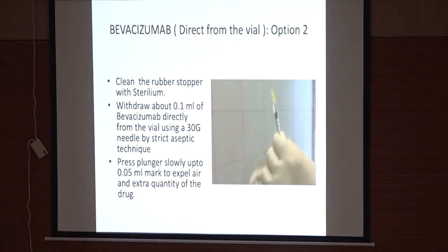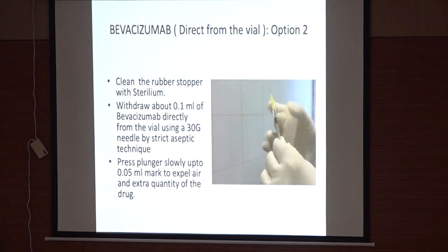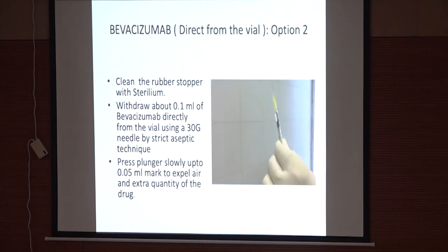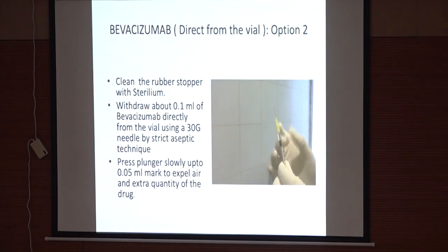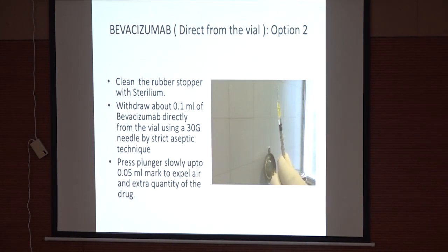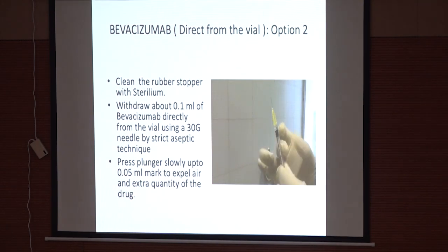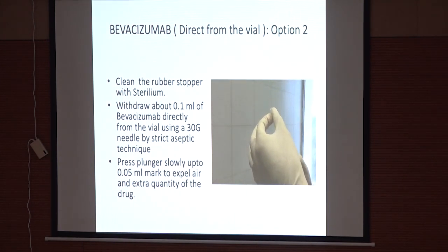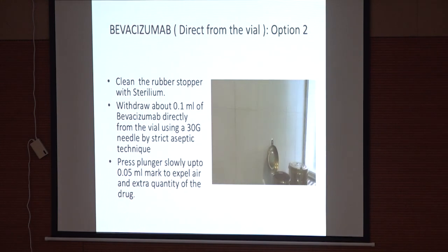And then we replace the 26 gauge needle with a 30 gauge needle. With the 30 gauge needle, you push the plunger so that you are left with 0.05 ml. The dose to be injected is 0.05 ml. Initially, you have to take 0.1 ml because half of the medicine will be left in the needle hub. So you have to take double the medicine, so that when you push, half the medicine will be in the needle hub, half has to be injected. Clear?